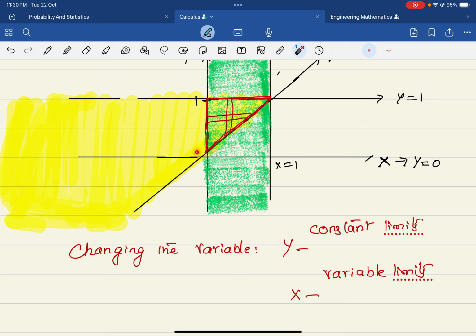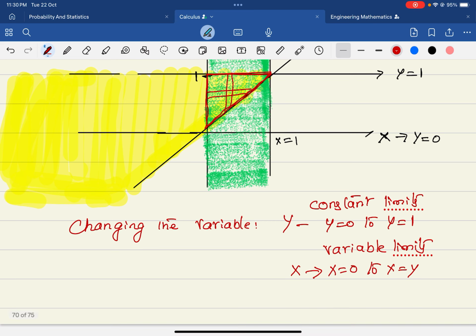At the line x is equal to y, the limits are here from x is equal to 0 to x is equal to y. This is what the x limits. Now let us go to the constant limit. That means you are not going to put y in terms of x again. You are just giving the constant limits from y equal to which limit to which limit. Actually, you are going to y equal to 0 to what is the upper boundary? The upper boundary is 1. So it is y is equal to 0 to y is equal to 1. So this is the region you could understand.